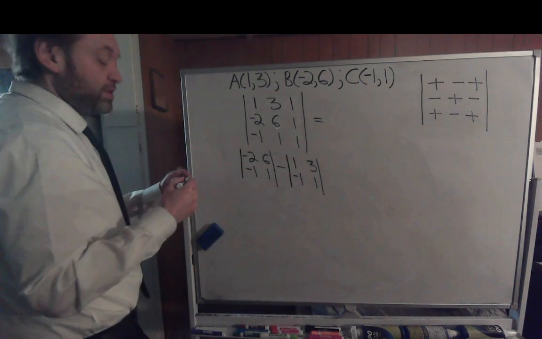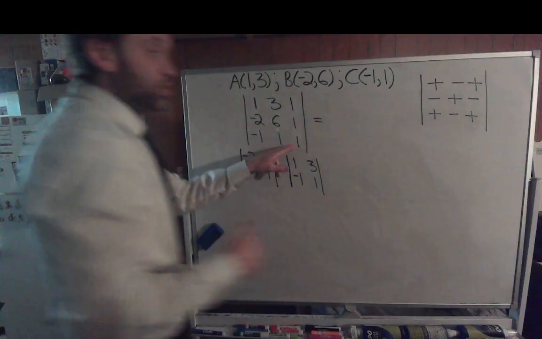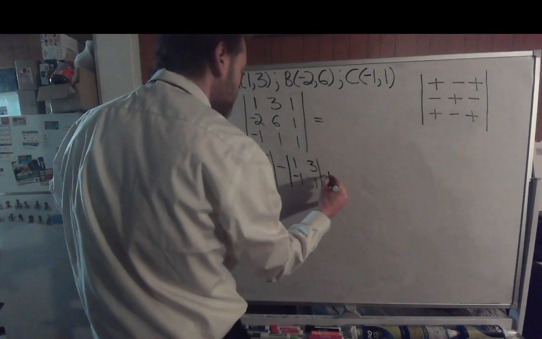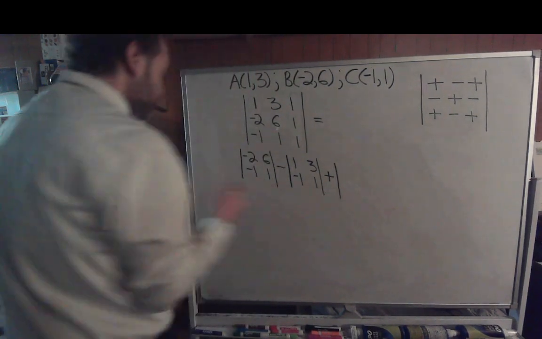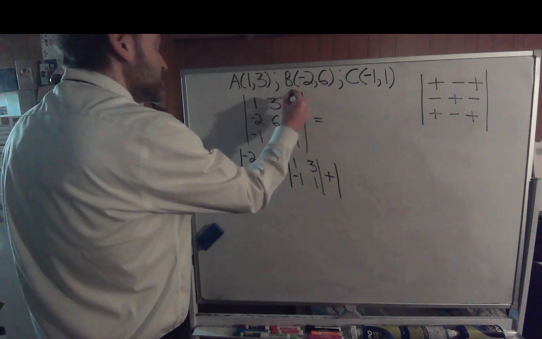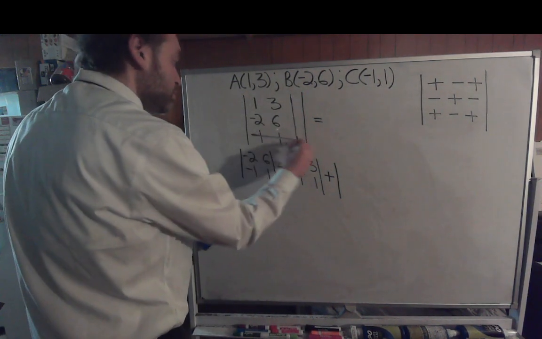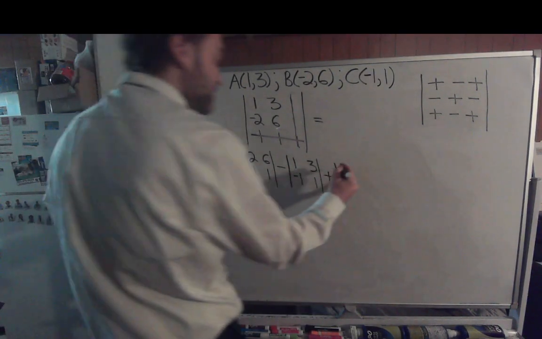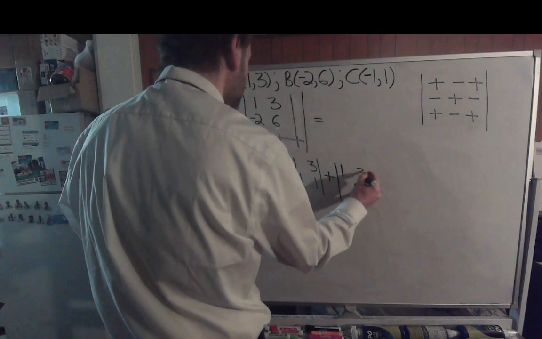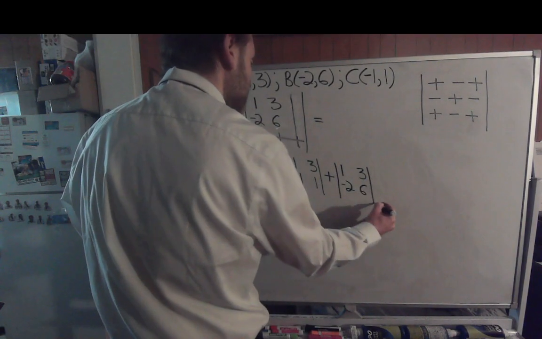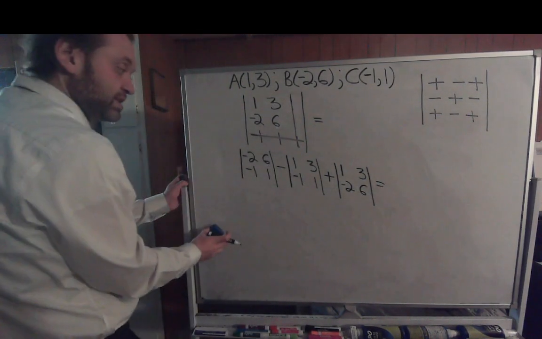Now we're going to deal with the third one of the third column, which according to our coefficient matrix should stay positive. So it'll just be plus the determinant of what's left once we strike out, of course, the column and the row in which it occurs, which will end up being the determinant of 1, 3, -2, and 6. Alright, let's do these determinants now.